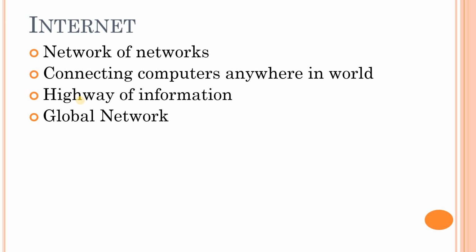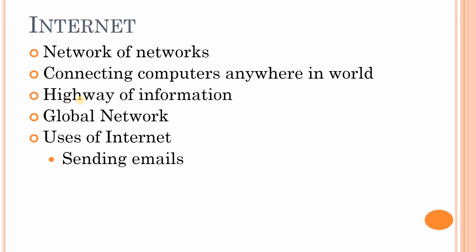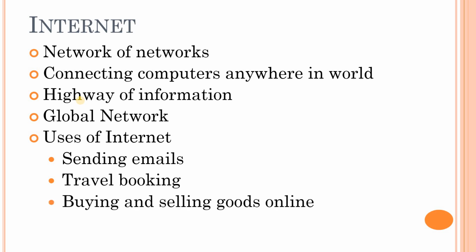There are various different uses of internet. Let us have a look at few of these. First one, sending emails. Travel booking. If we are traveling, then we use internet for booking our tickets. Buying and selling of goods online. E-commerce is the most used feature of internet. Video conferencing and etc. After the pandemic, video conferencing, online classes, all these have become the new normal.